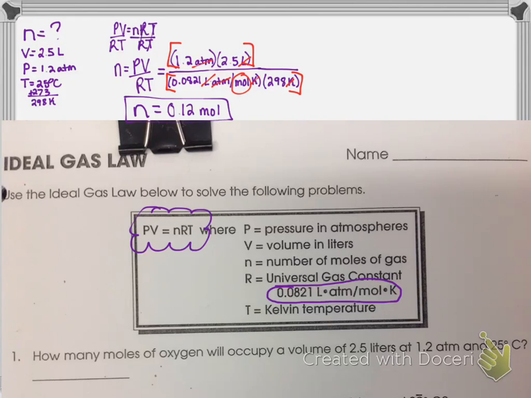Again, make sure you set up your equation, make a list of your variables, show your work, show your units cancel, and then put your answer on the line to get full credit.